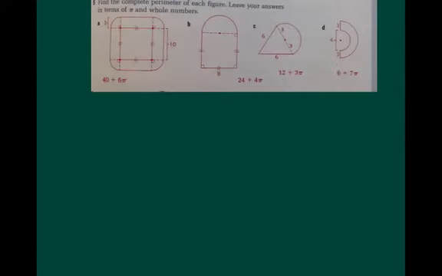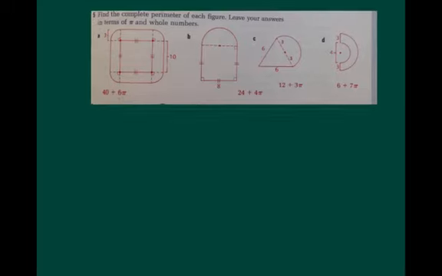Number 5 asks us to find the perimeter of the figures that are drawn. And so the trick is going to be to add up these straight pieces along with the curved parts. And so in letter A, I'm going to add up these 4 straight pieces here. And by the tick marks, I can assume that all 4 of those are congruent.